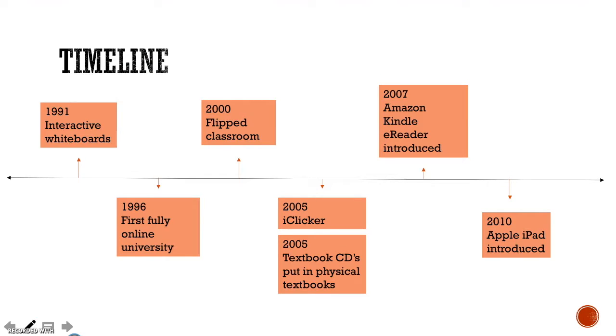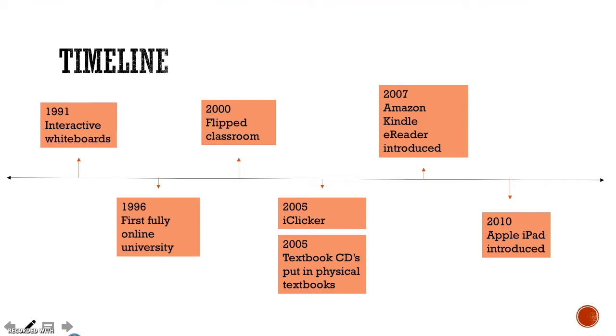Here's a brief timeline of several major milestones of media in education. Beginning in 1991, when interactive whiteboards were introduced, similar to today's smartboards. In 1996, the first fully online university was established. In 2000, the flipped classroom began by some teachers. Then in 2005, the iClicker was created, which allowed for instant responses on a mobile device.